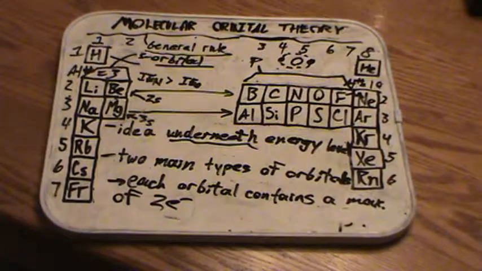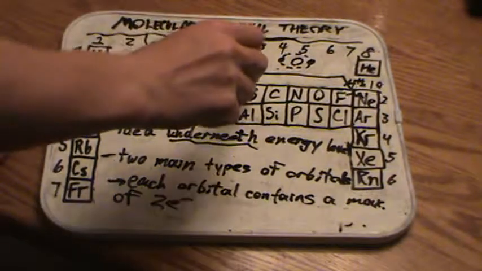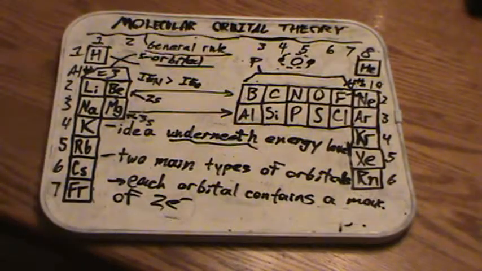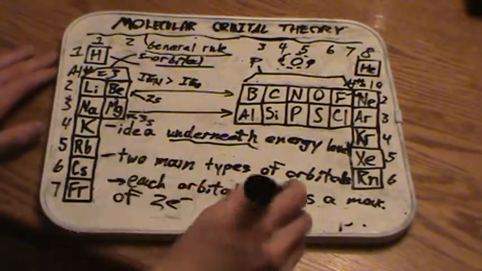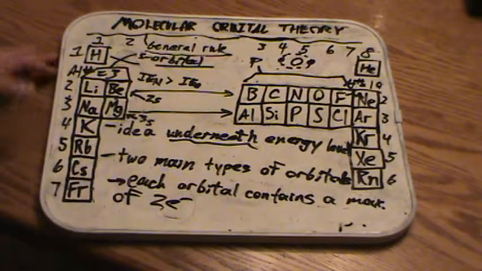Alright, so these nonmetals are represented by the p orbital. And as we know, there are 3 types of p orbitals. They are px, py, and pz. And now we will focus on, as we've stated here, each orbital contains a maximum of 2 electrons.